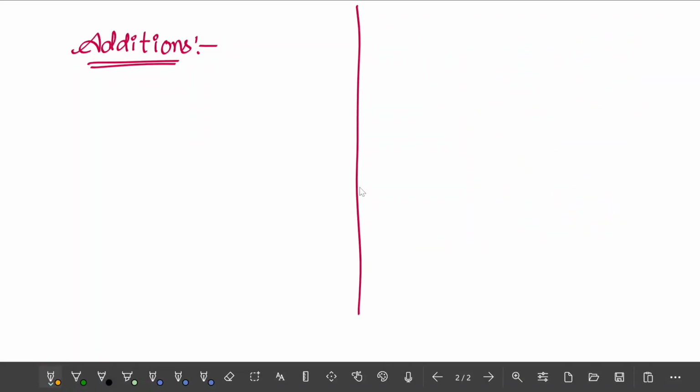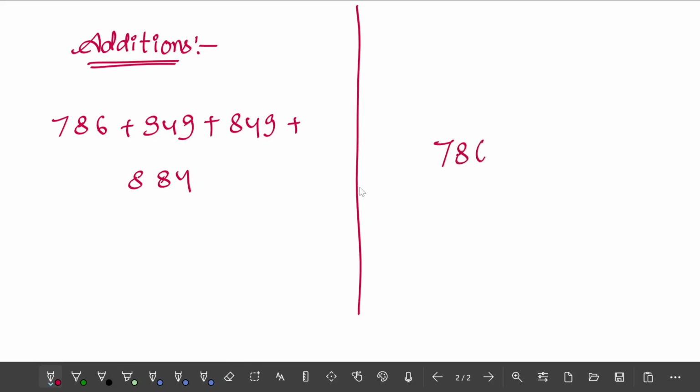Let us take it. Let us say there are two numbers: 786 plus 949 plus 849 and 884. In order to add all these numbers, what would you do if you follow the school method? Sir, we know. How do you do it? Sir, 786, 949, 849, 884.